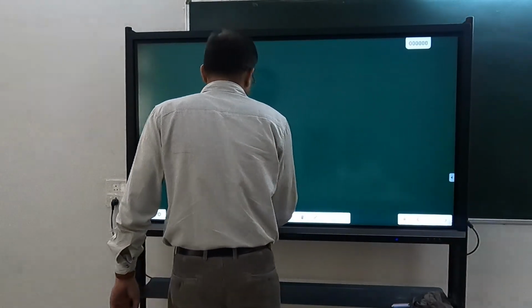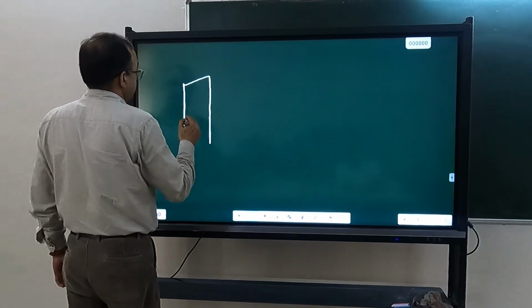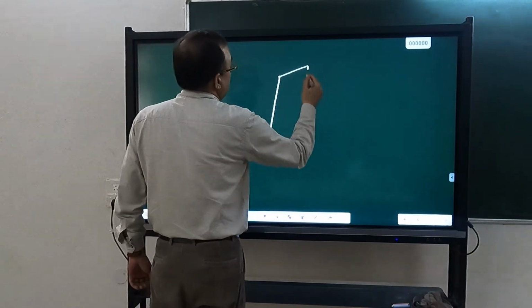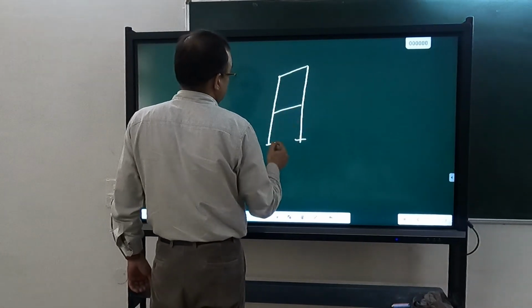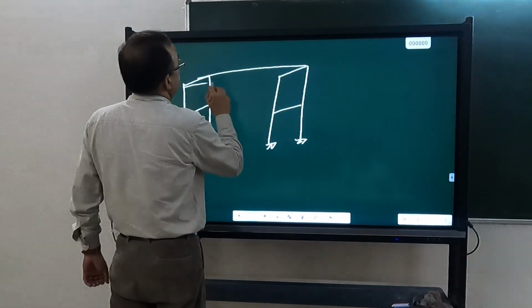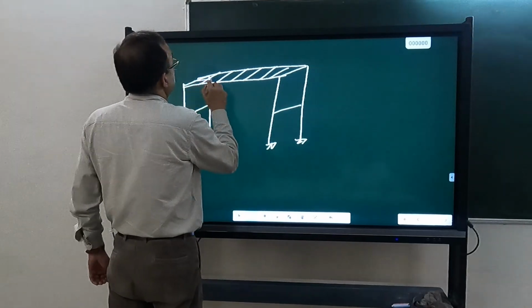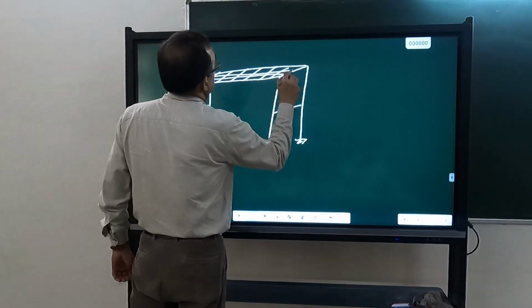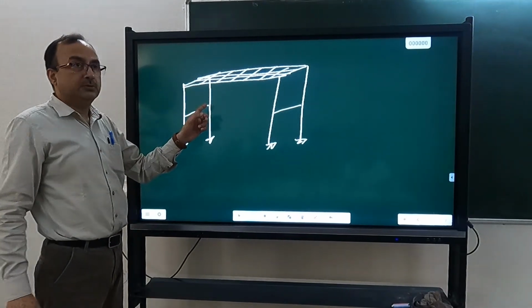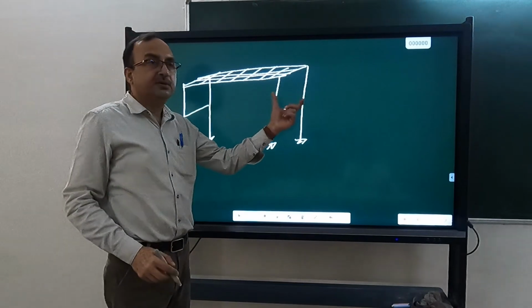We have framed piers. In framed piers, what do we have? Let us say this is one pier. We have another pier. And then we have the superstructure over there. Okay, so we can have framed piers also. And this may be simply supported. The superstructure may be simply supported on these frame piers.